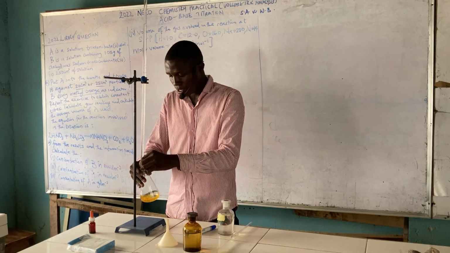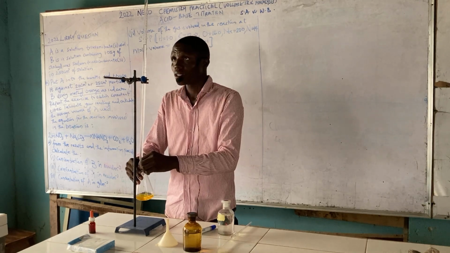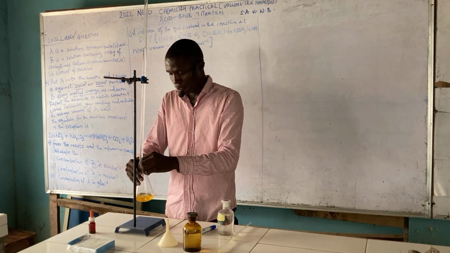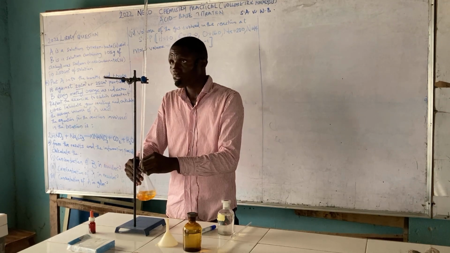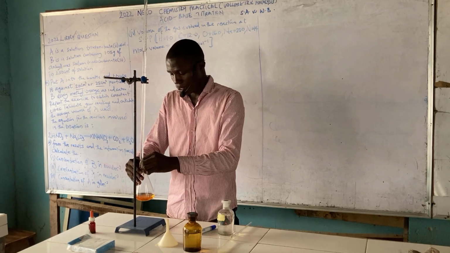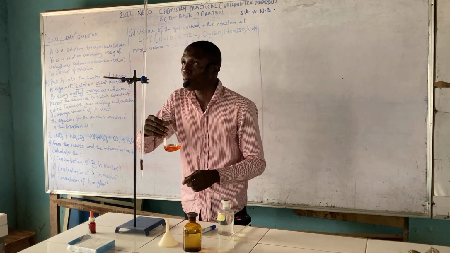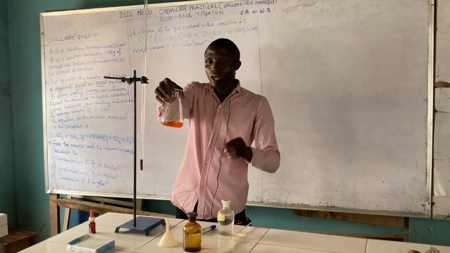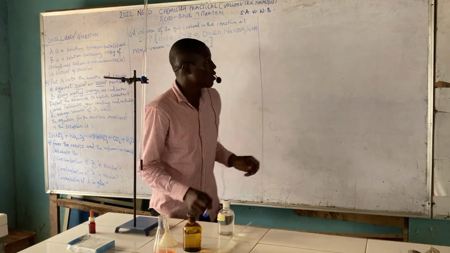Now let's run this from the burette, and shake while you are running it. The color is about to change. So we have the color change at 14.50. This is light orange. That's our end point.